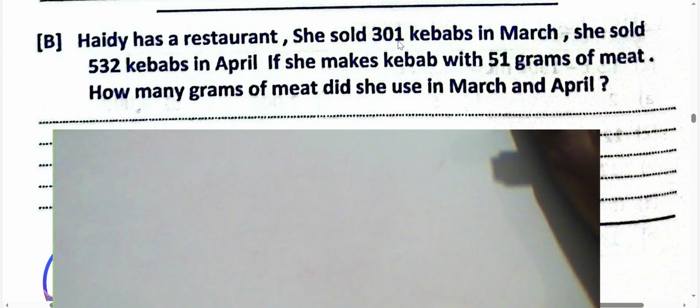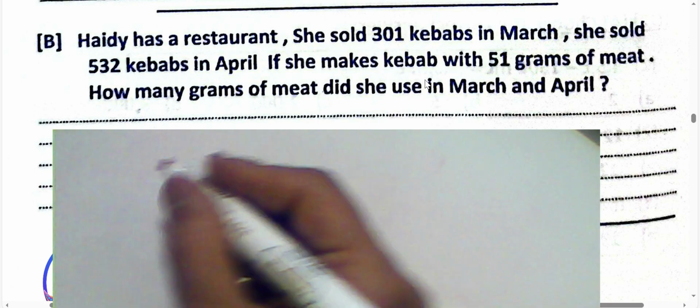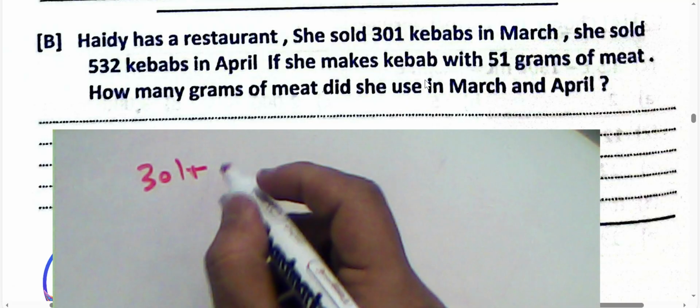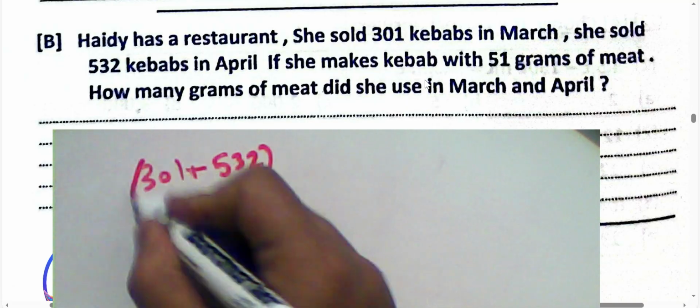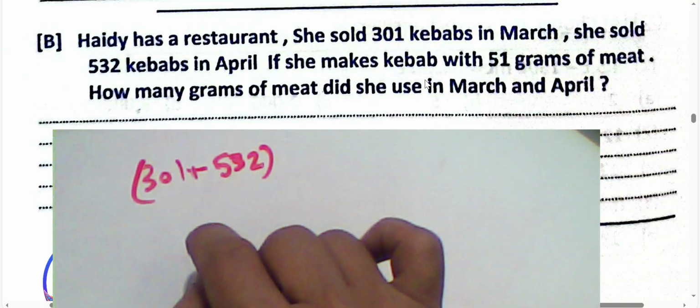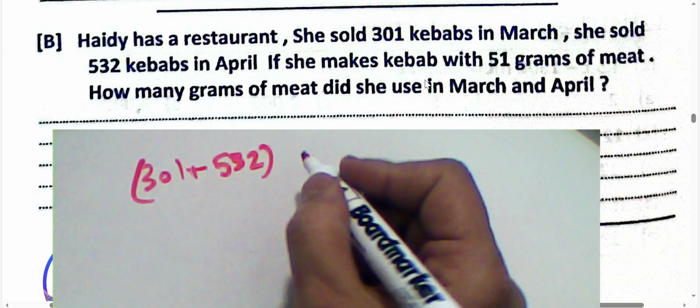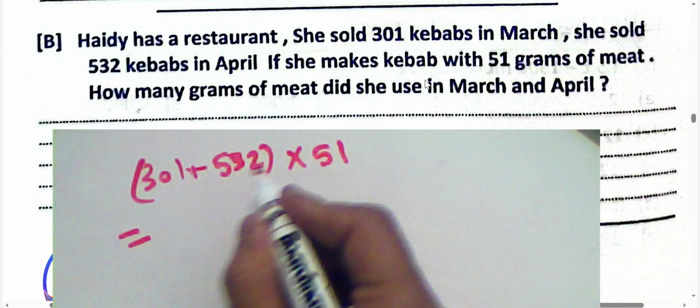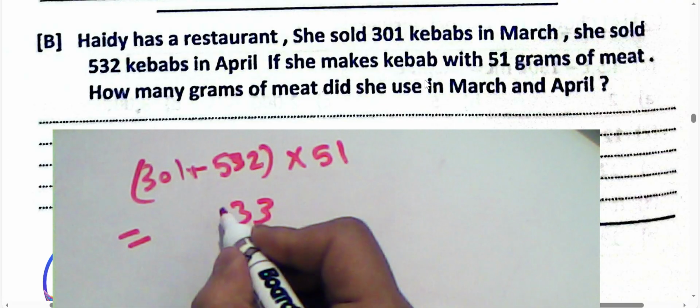She sold 301 kebabs in March. She sold 532 kebabs in April. If she makes a kebab with 51 grams of meat, how many grams of meat did she use in March and April? We can add together 301 and 532. It's the number of kebabs, each one contains 51 grams of meat. 2 plus 1, 3. 3 plus 0 equals 3. 5 plus 3 equals 8.